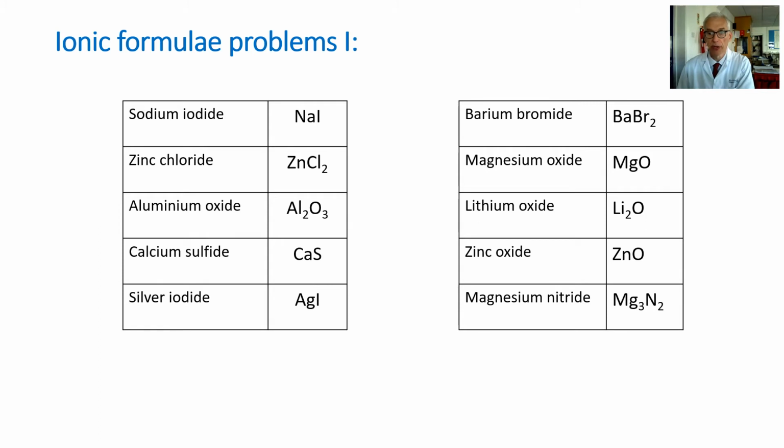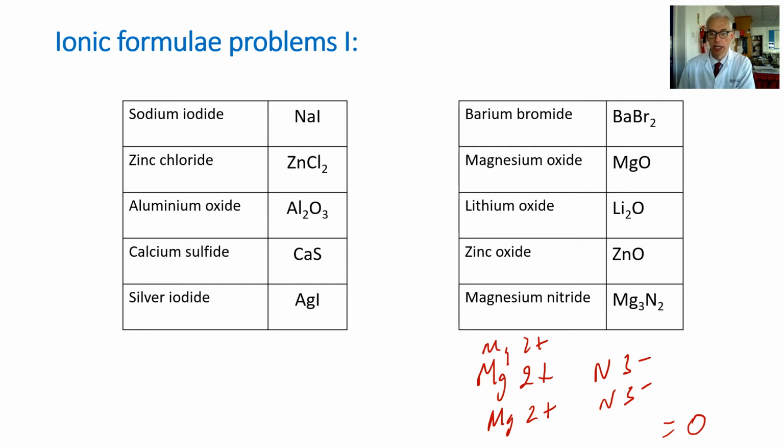I may just go through this here, so I've got a moment or two. Magnesium 2+, 3 magnesiums at 2+, and 2 nitrides at 3-. Hope you can see that will sum to 0. So magnesium nitride is 3 magnesiums and 2 nitrogens or nitrides, Mg3N2.